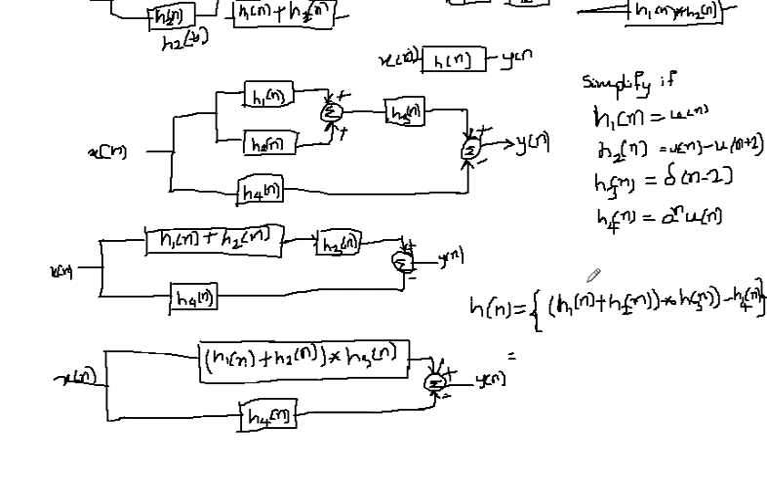So for this, h1 of n is u of n. So let's write u of n plus h2 of n, which is u of n minus u of n plus 2, u of n minus u of n minus 2, then this bracket u of n plus u of n minus 2, in convolution with h3 of n. h3 of n is delta of n minus 1.